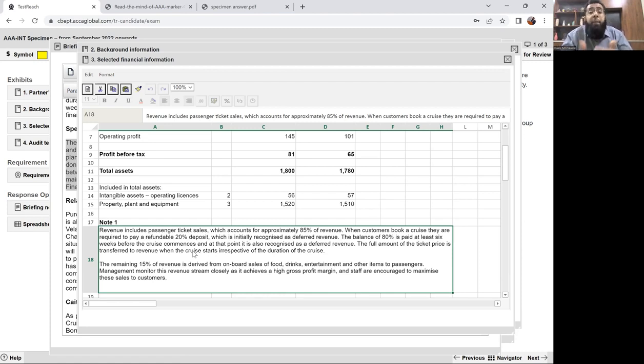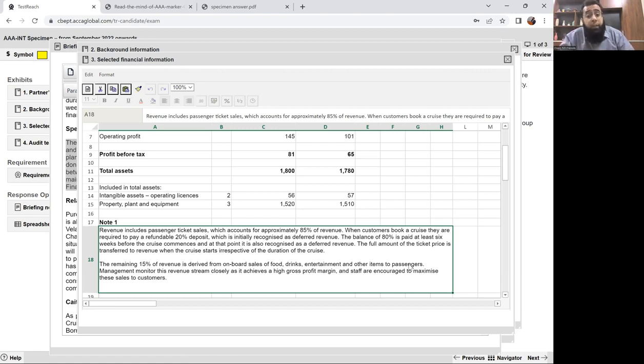Like if you take an example, I'm teaching you a course, you pay me a fee. I cannot recognize the entire revenue at the start of the course. I will recognize the revenue over the period in which I give you service. Okay. The remaining 15% of the revenue is derived from on-board sale of food, drinks, entertainment, and other items to passengers.